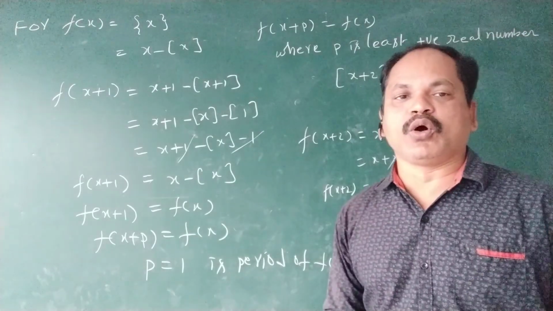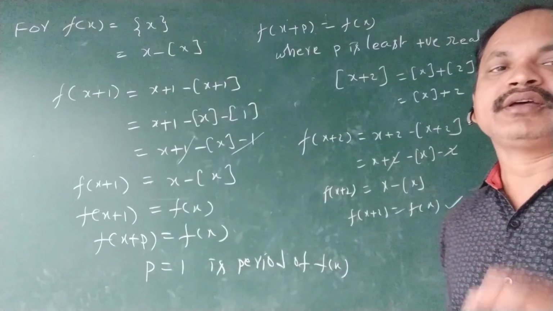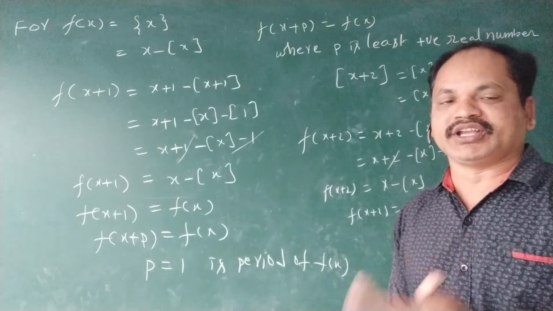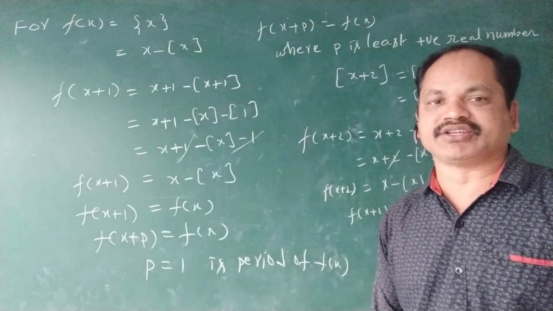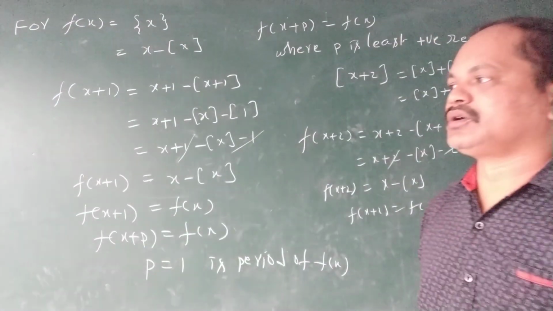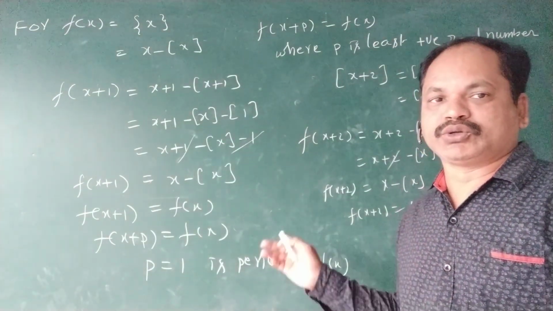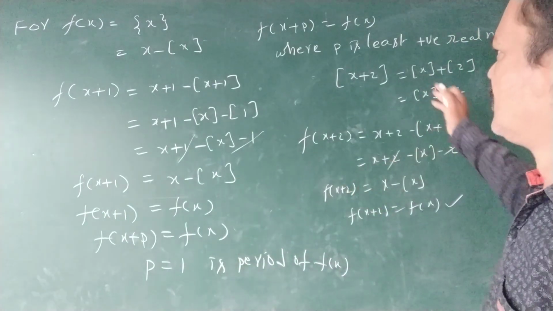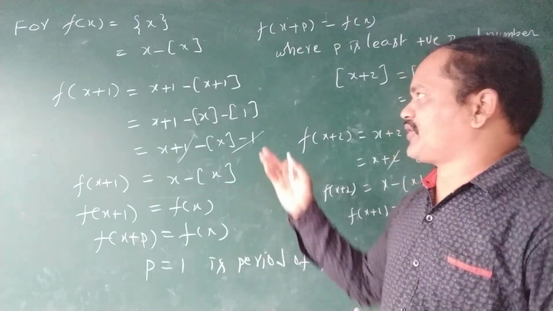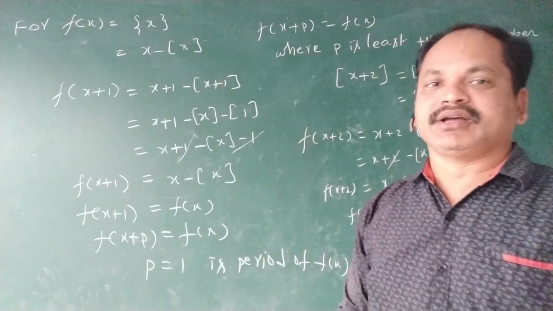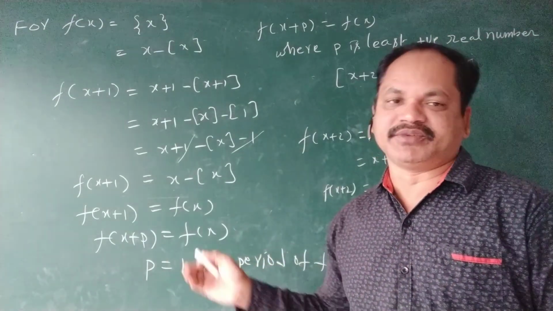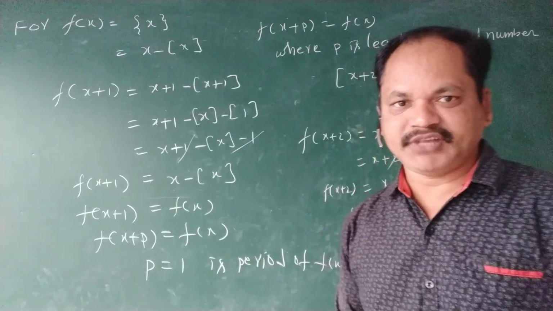That's why for all positive integers, in place of p, 2, 3, 4, 5, 6, 7, 8, these all satisfy this function. So 1, 2, 3, 4, 5, 6 and so on all satisfy this function f of x. That means f of x is equal to the fractional part of x, and the least among them is 1. That's why 1 is the period of this function. Is that clear?